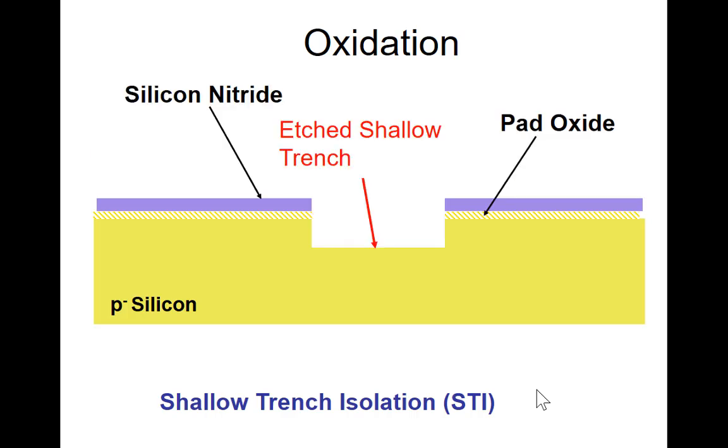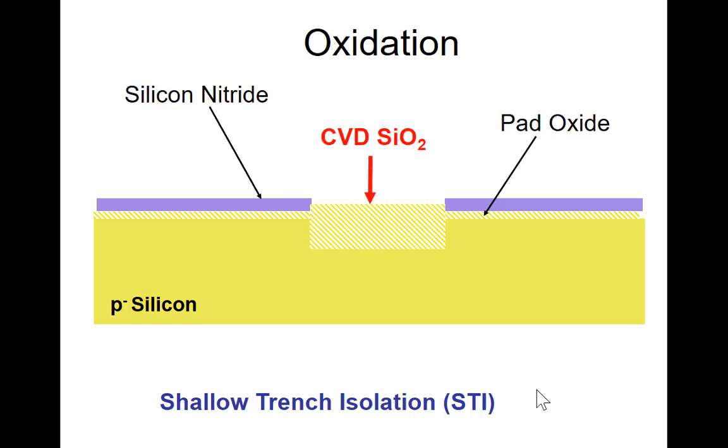So you first etch a shallow trench, and then you deposit silicon dioxide into this trench. Now, when you do this, you have much better control of the vertical edges of the silicon dioxide. So that's one: the side edges are much better controlled. The other thing is that this width here, you can make it much narrower.